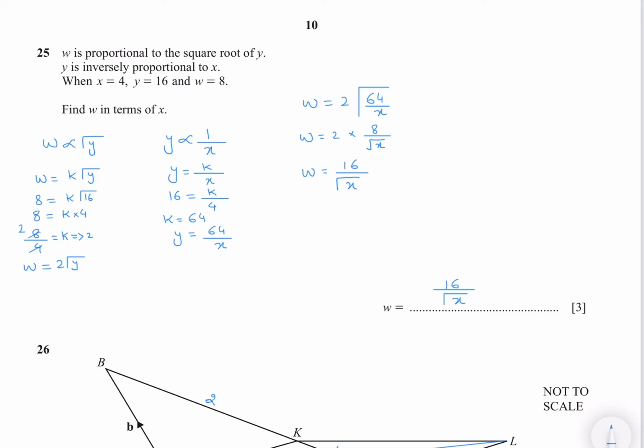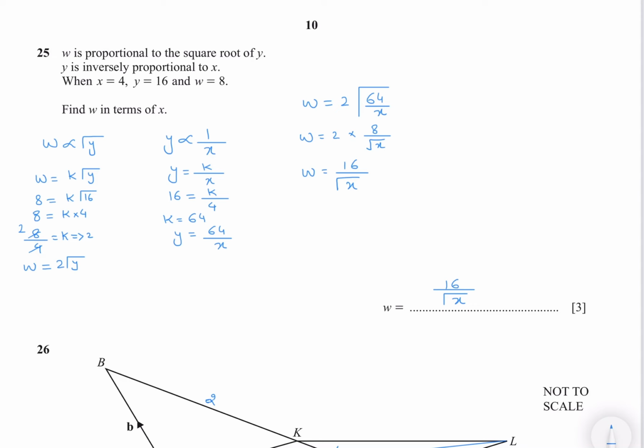Now work with y is inversely proportional to x. So y is equal to k over x. Y is 16, x is 4. Now your k is 64. So this becomes y is equal to 64 over x.